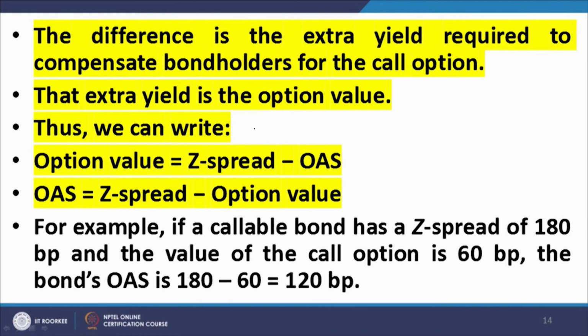The difference is the extra yield. The difference between the Z spread and the option adjusted spread is the extra yield, as I mentioned just now, required to compensate bondholders for the optionality risk, or for the prerogative attached to the call option. So, that extra yield is the option value. Thus, we can write: option value is equal to Z spread minus option adjusted spread, and option adjusted spread is equal to Z spread minus option value.